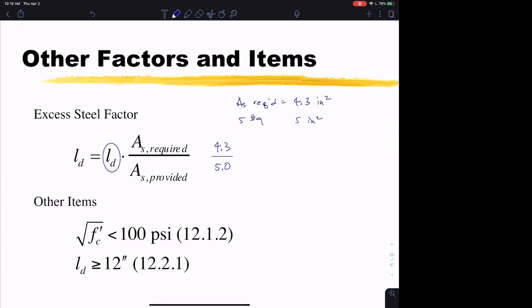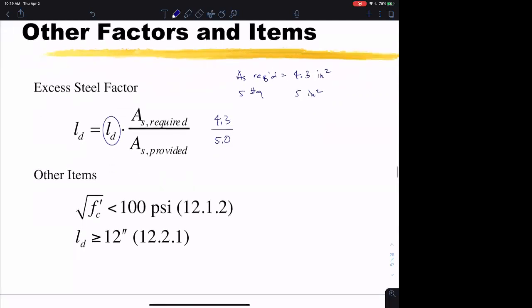Other items, you can't have greater than 10,000 PSI concrete into this equation. The square root of F prime C has to be less than 100. Oh, I'm glad we talked about this. This is super important. I don't care what the equation says, the development length is at least 12 inches, okay? You can't have less than that.